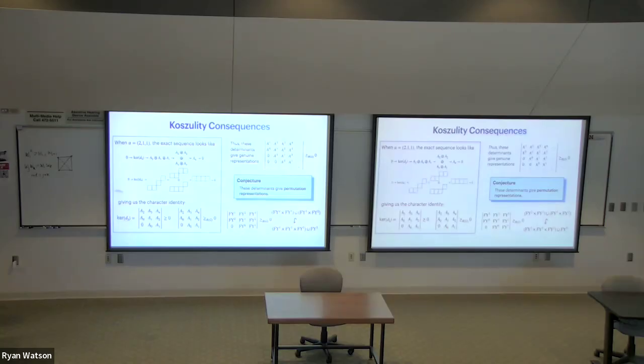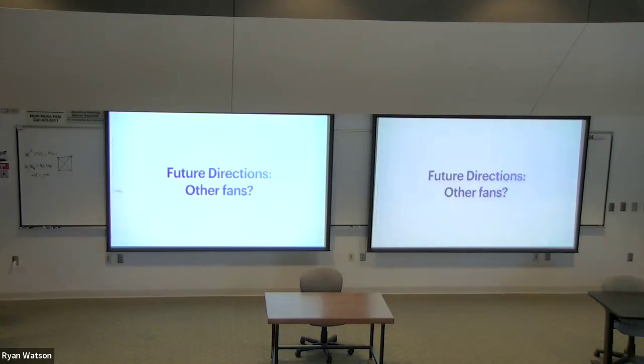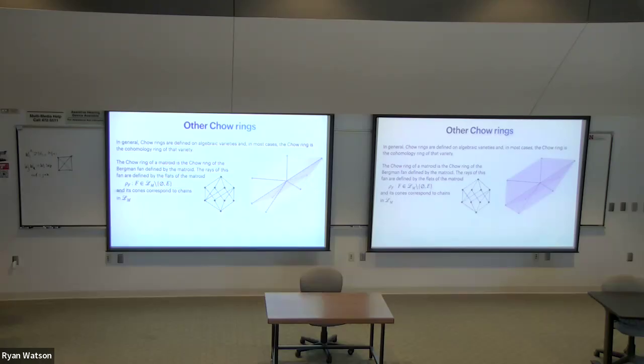But another thing I've been thinking about are other fans and other Chow rings. So I'll say a bit more about that. In general, maybe if you have heard of Chow rings before, maybe you've heard of them as the cohomology rings of a variety. And so specifically, the Chow ring of a matroid, I've just been saying it's the Chow ring of a matroid. But it's really the Chow ring of the Bergman fan that is defined by the matroid.